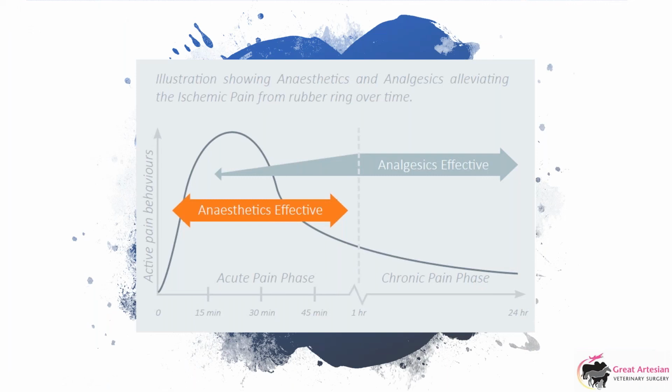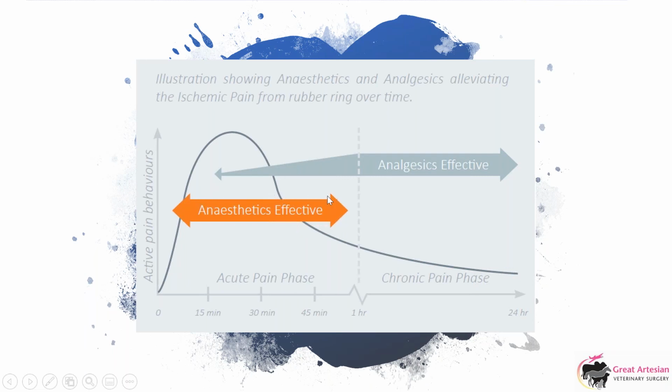And this is a very interesting chart. The study was done using rubber rings, but this chart probably you could change them at the top to any of the other interventions that we do. So we can see that there's an acute pain phase here, where we've got quite a spike in the active pain behaviours. These are most significant in the first hour, but behaviours will continue into the chronic phase, which goes well past 24 hours. So these here are our local anaesthetics, our trisulfan.